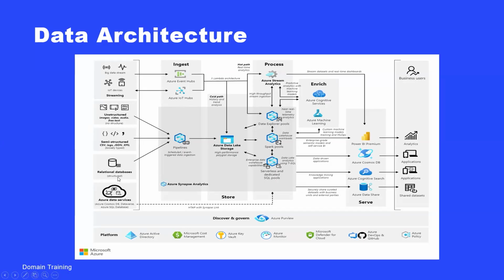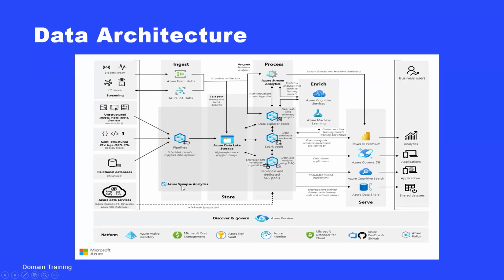You have relational databases where you have the customer information, customer ID, what kind of orders he has done, what are the demographics. All these come under relational databases. Then you have these Azure data services like Cosmos DB. It's a NoSQL database. You have Azure SQL. These are the other services available in Azure, right?